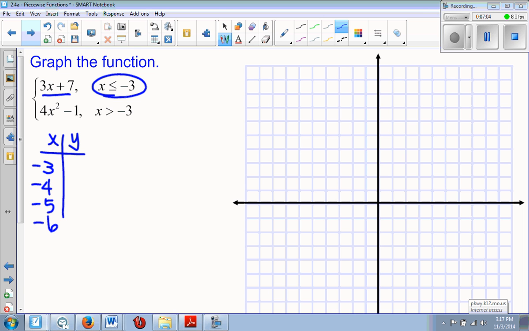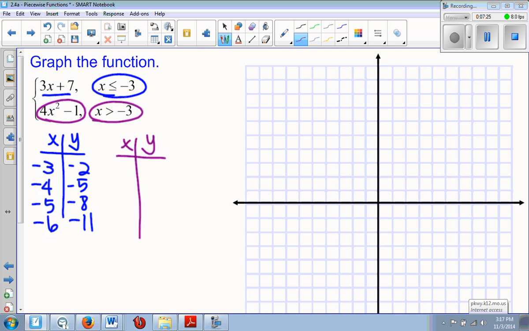And as I evaluate -3, I'd get -2. If you evaluate at -4, you'll get -5. If I evaluate -5, I'll get -8. And if I evaluate -6, I'll get -11. If I switch over to my quadratic, now keep in mind a quadratic is going to make your numbers get larger a lot faster. And I'm looking at values greater than -3. And again, we're going to use -3 as a boundary number and then go up from there.